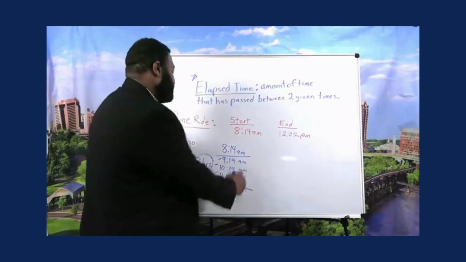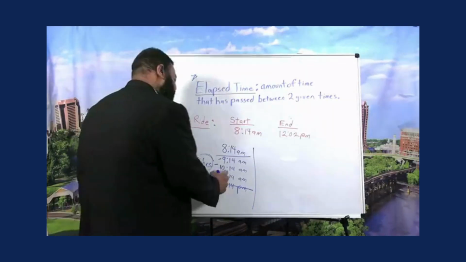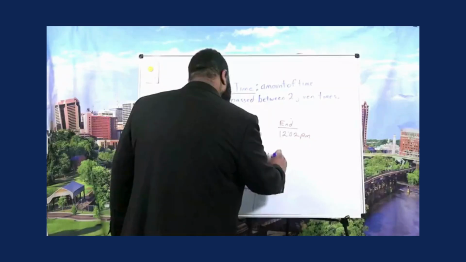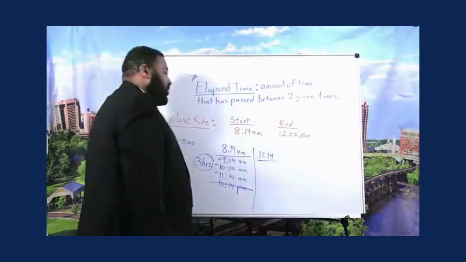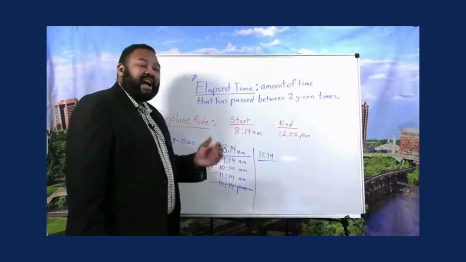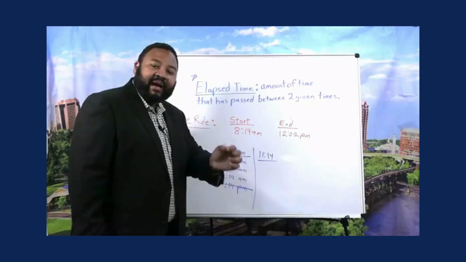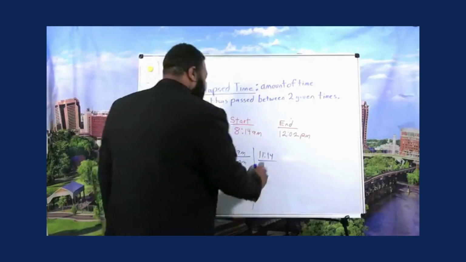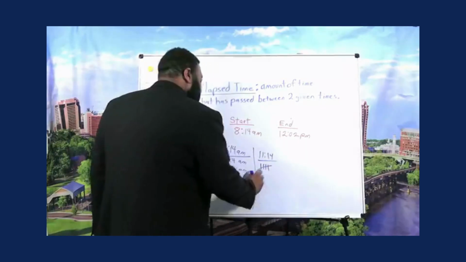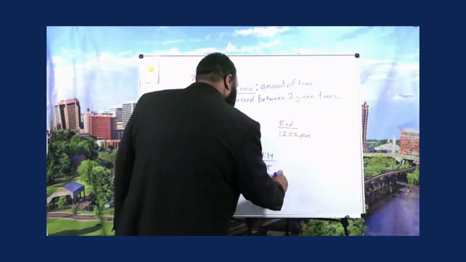So now I'm going to come over to this side and put the rest. What time is it now? On my clock, it's 11:14. And my goal is to get to 12:02. So after I get my hours, I'm going to count the minutes on my clock. What comes after 14? 15, 16, 17, 18, 19, 20, 21, 22, 23, 24.